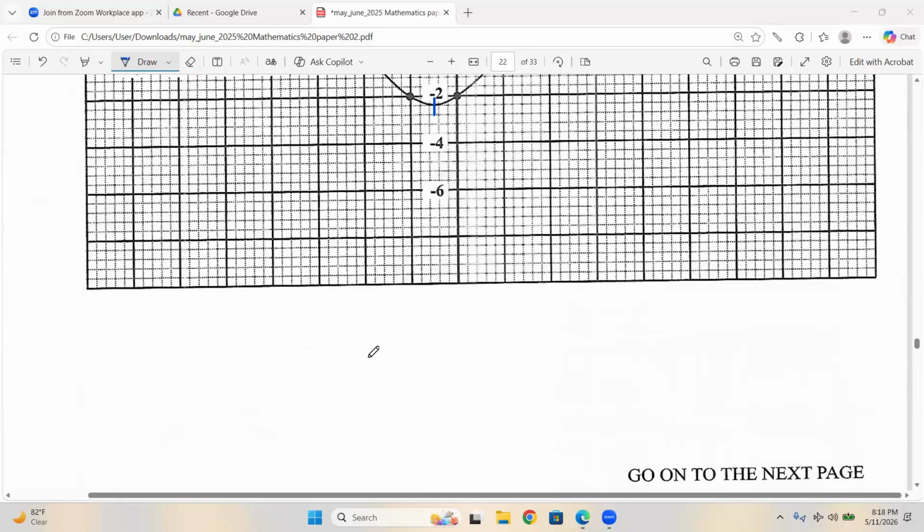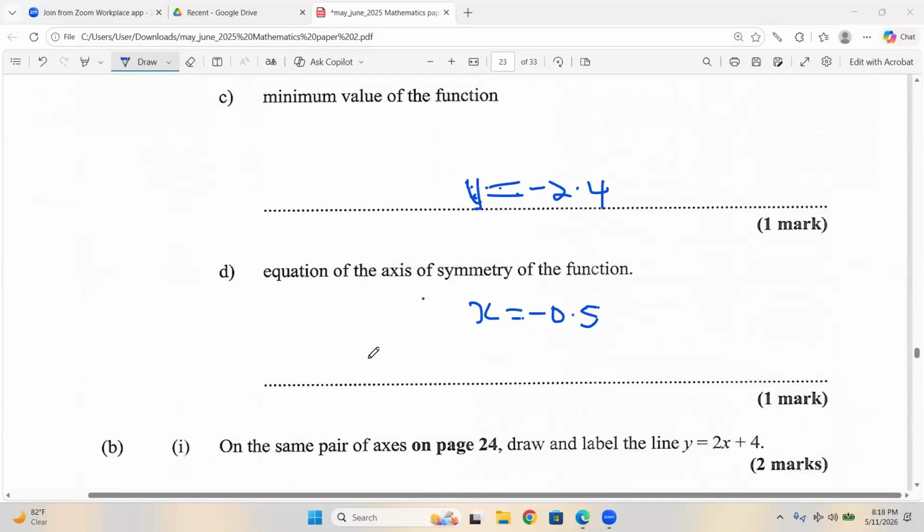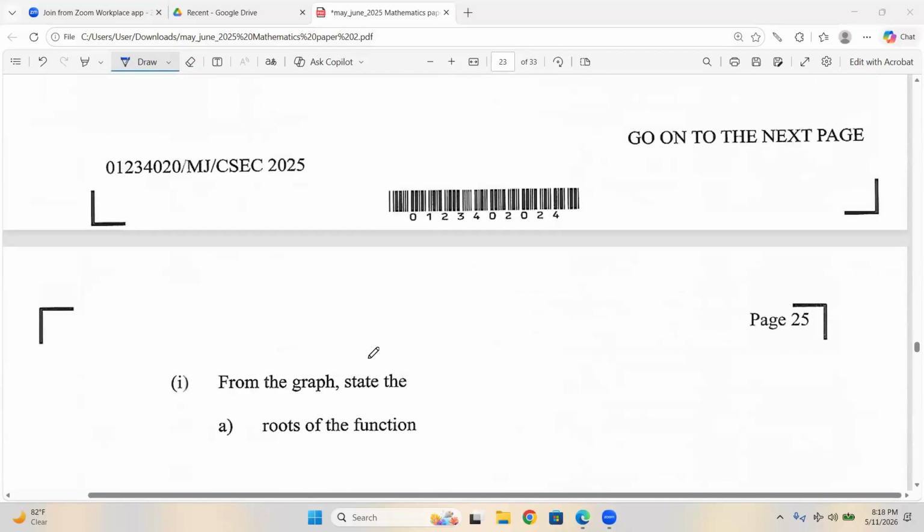Okay, is that it for this? Oh, I wanted to tell you something else. They have something else below. Yeah, before I do that.